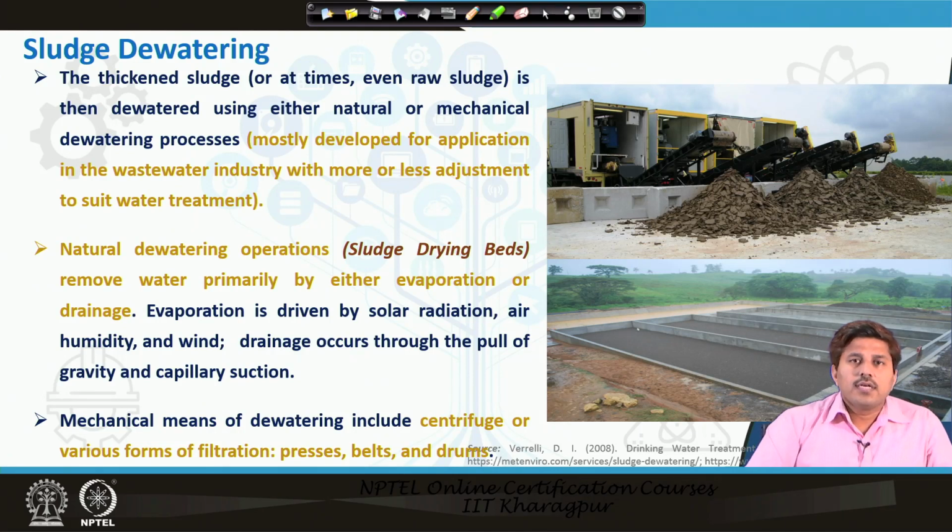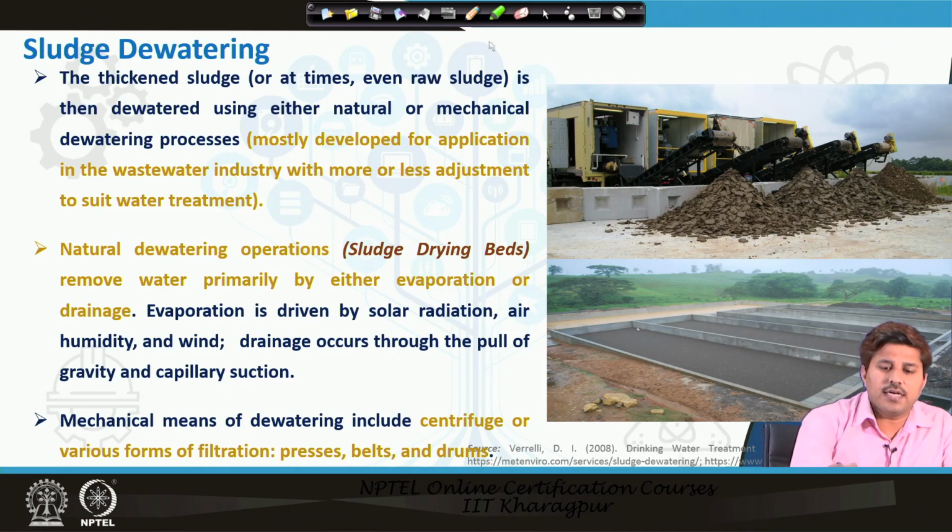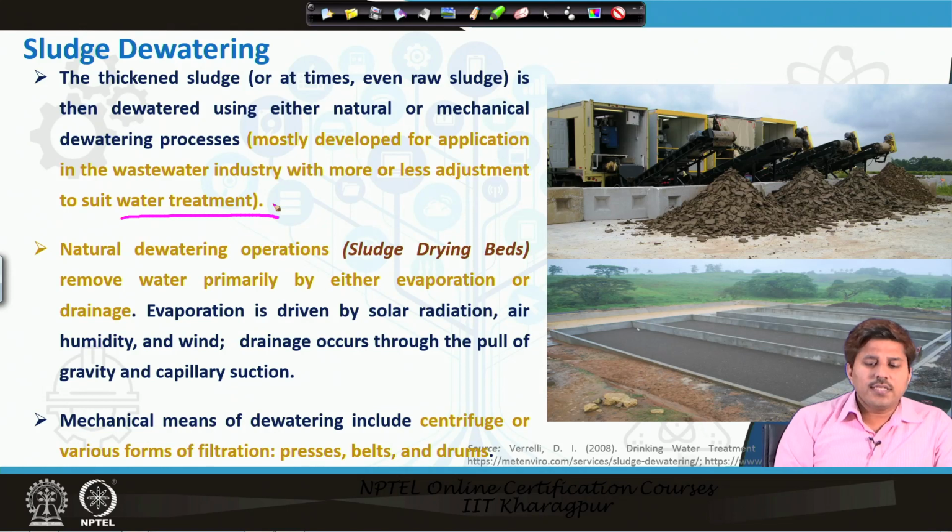Okay. Generally thickened sludge, or at times even the raw sludge directly, is dewatered, and it can be dewatered either through natural or mechanical dewatering processes. These dewatering processes are also mostly developed for the wastewater industry, but with more or less adjustments they are adopted in water treatment as well. The natural dewatering or drying operation is typically sludge drying beds.